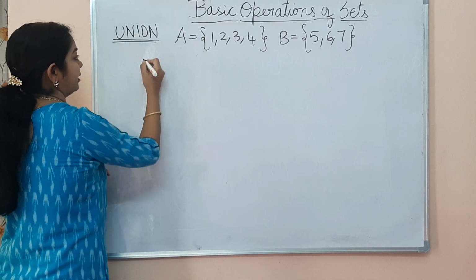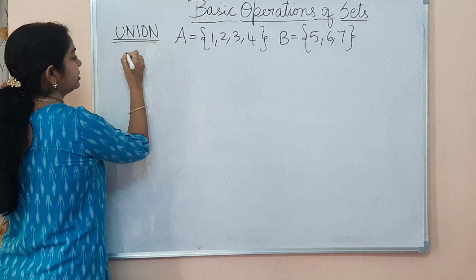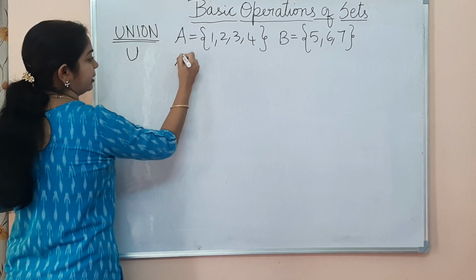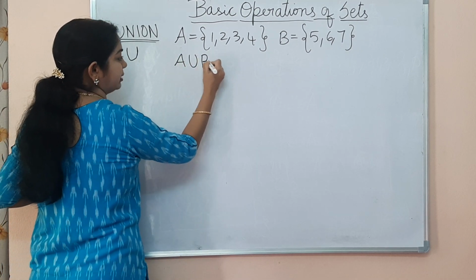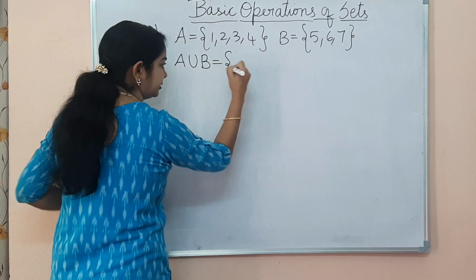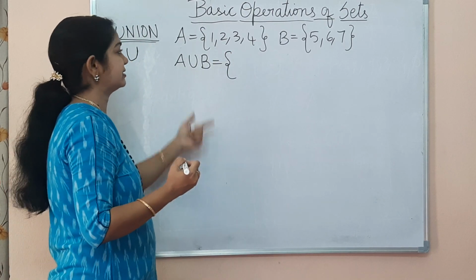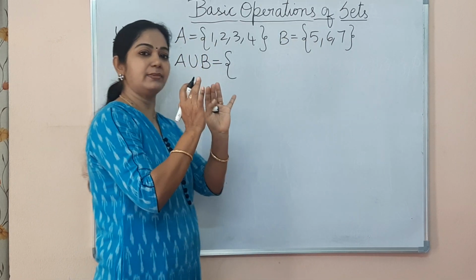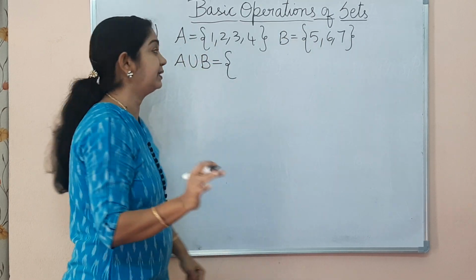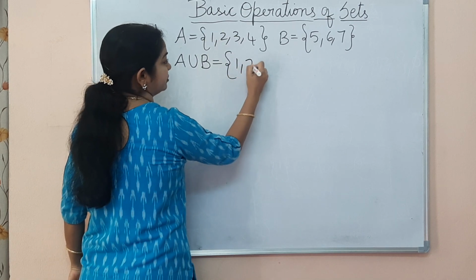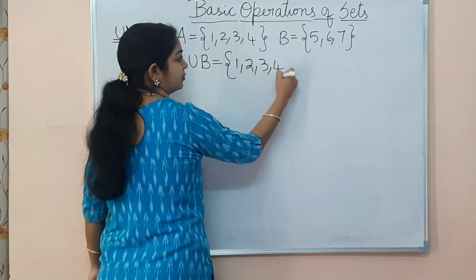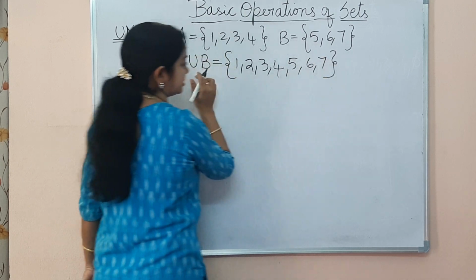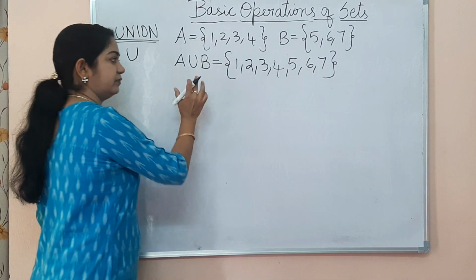And how do I write the union? Union is represented by capital U. So we write A union B is the set of all the elements contained in A as well as in B. All elements in A as well as in B, we have to list out. That is the union: 1, 2, 3, 4, 5, 6 and 7.